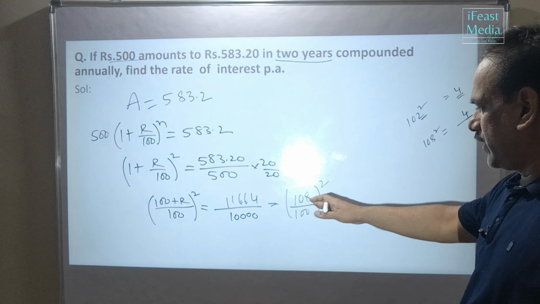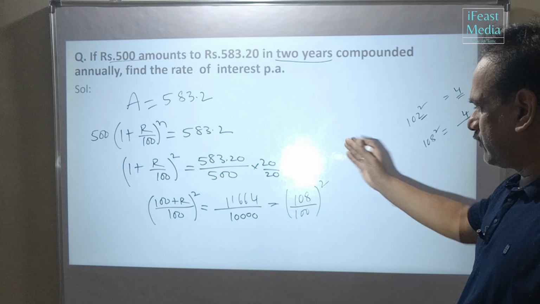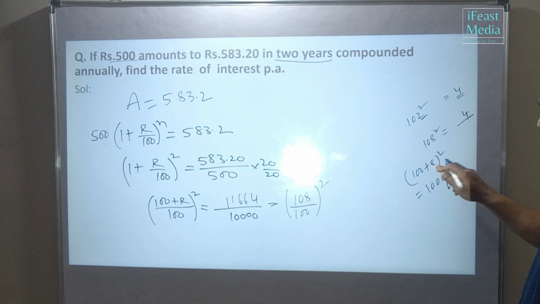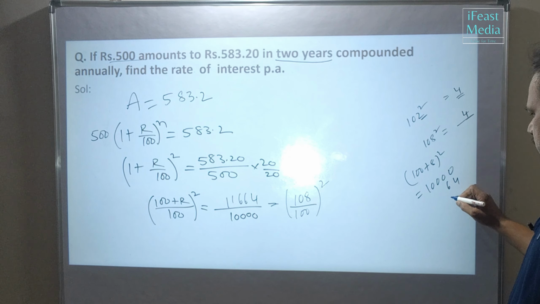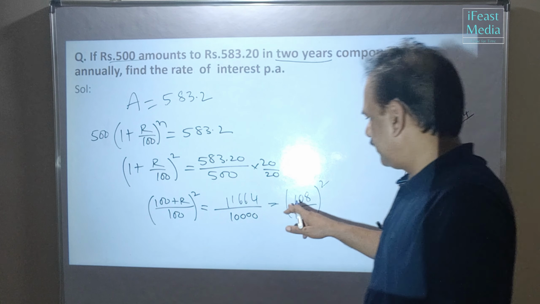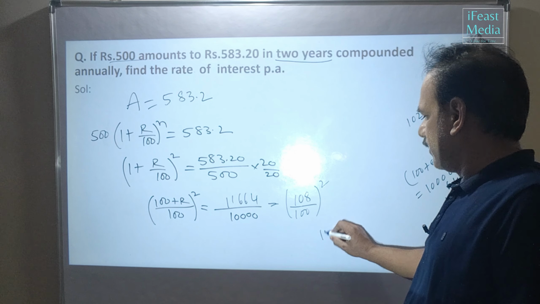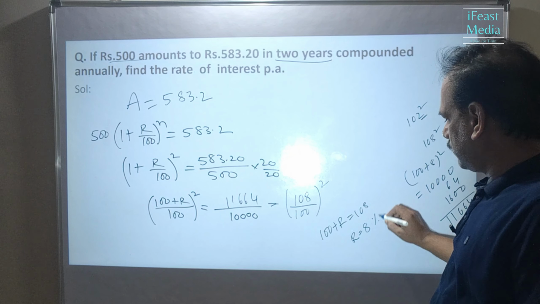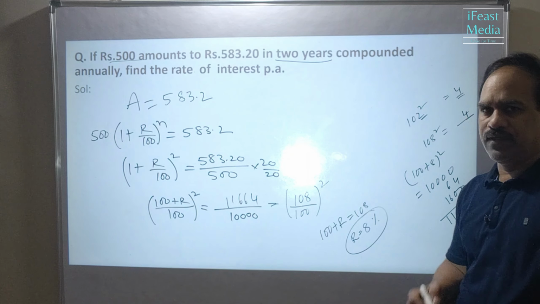You try 108 square. It is 100 plus 8 whole square, 10,000 plus 64 plus 200 into 8. It is 1600. So it is 11664. Yes, 108 by 100 whole square. So when you equate both, in the place of 100 plus R you have 108. 100 plus R is 108. R must be 8. So the rate of interest is 8%.